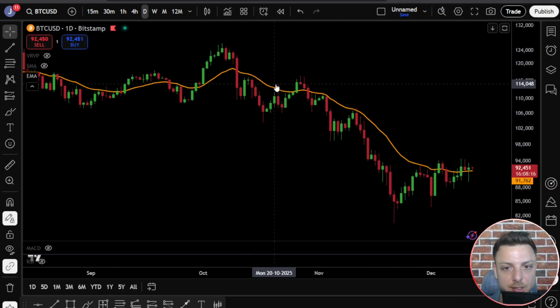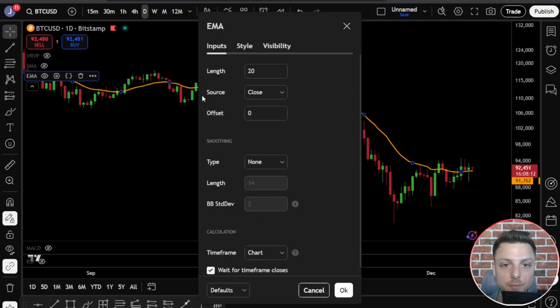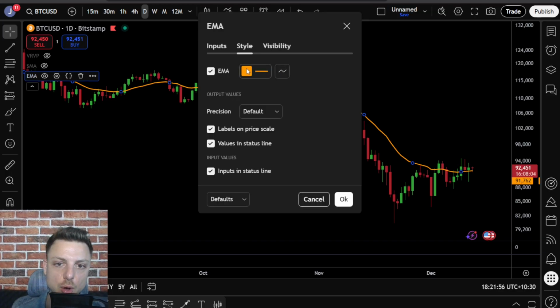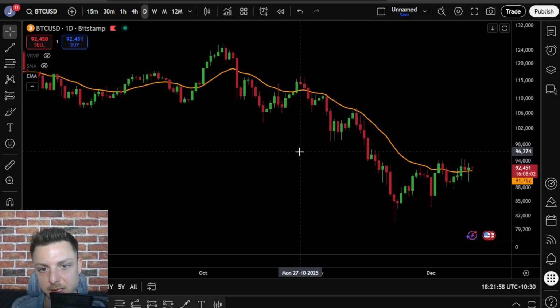Now, it won't look exactly like mine. What you need to do is double click on the line, come over to input specifically. Then you can actually change the length to 20. And then the style, I've changed it over to orange and made the line a little bit thicker.